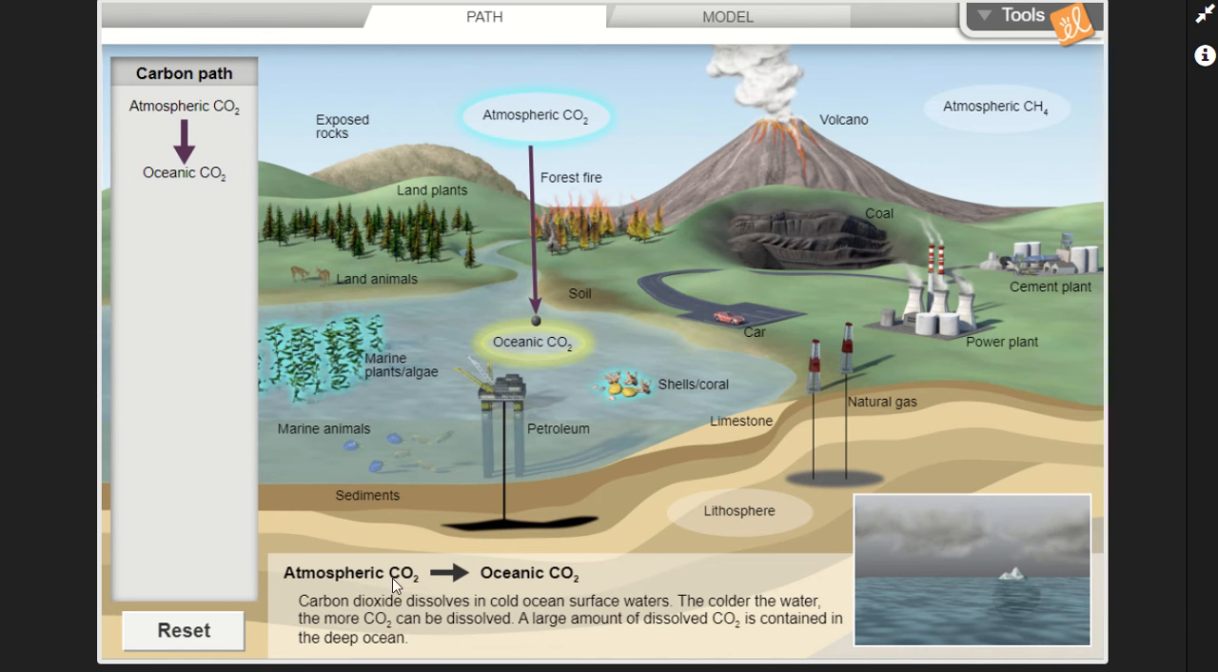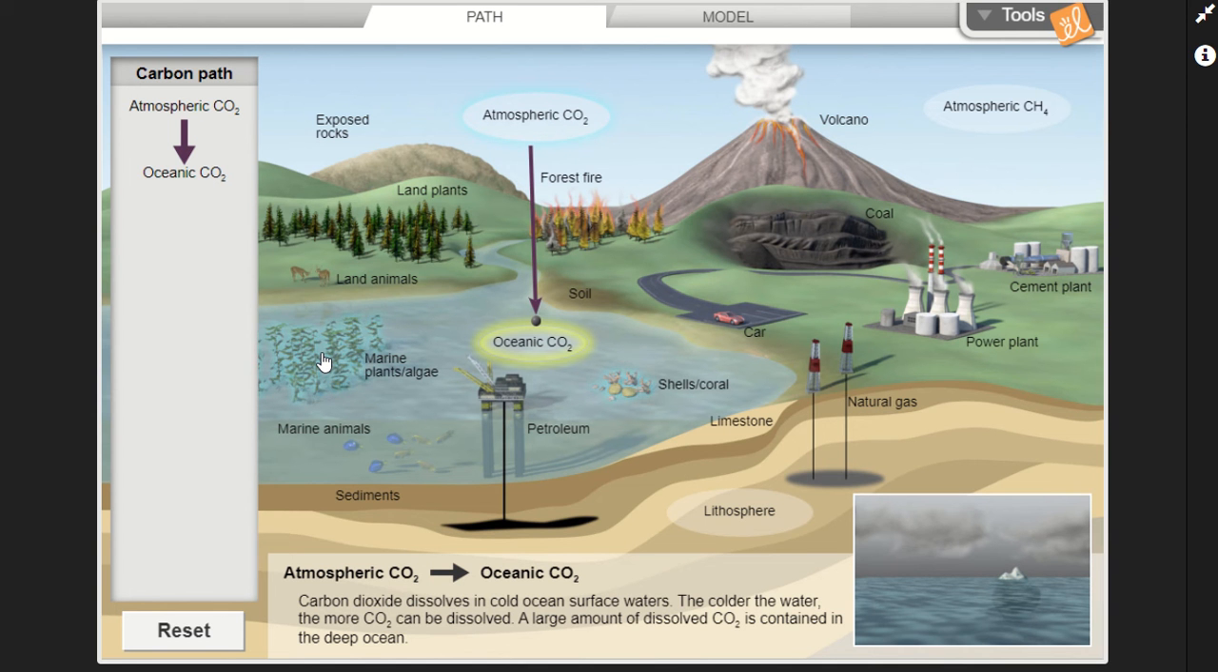So what did it do? Carbon dioxide dissolved in cold ocean surface waters. The colder the water, the more CO2 can be dissolved. The amount of dissolved CO2 is contained in the deep ocean. So that's kind of cool.